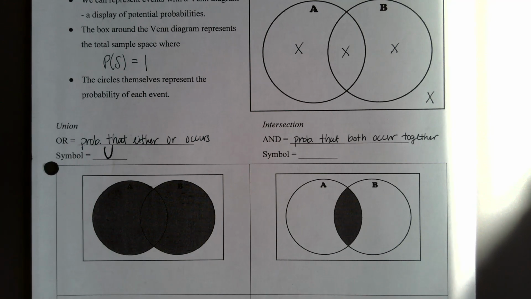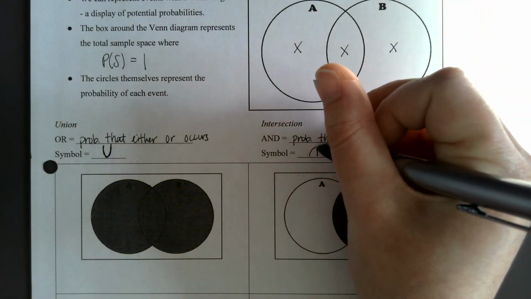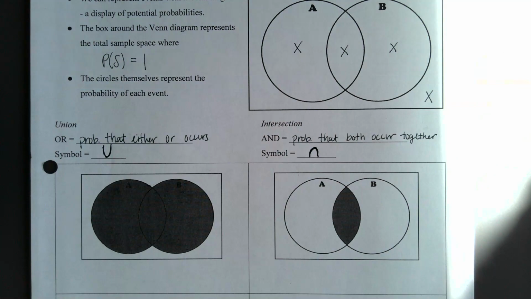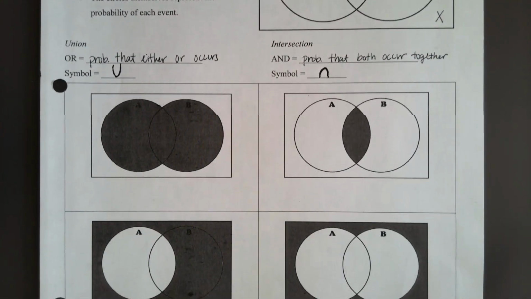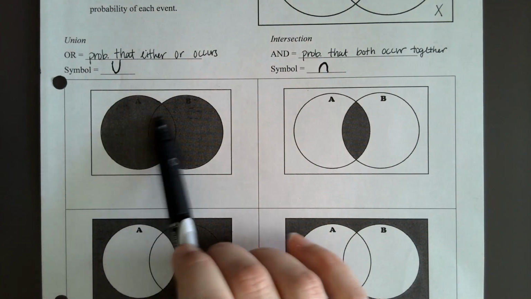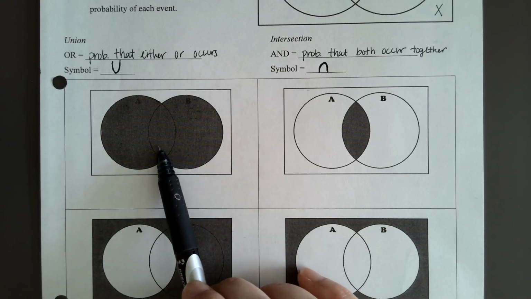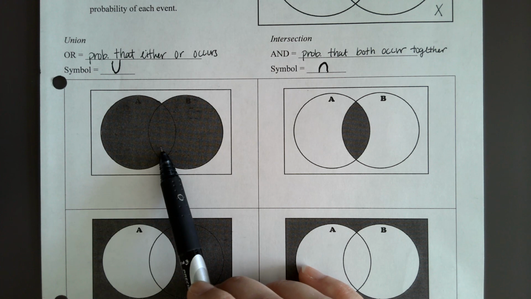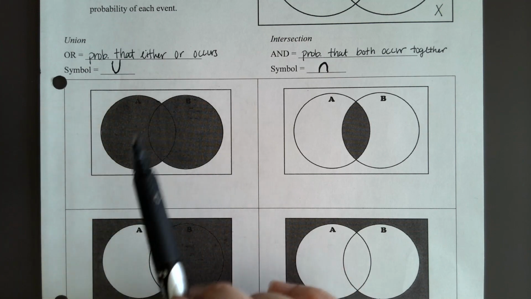Now, think union has a U shape. Our intersection is going to have this N shape, this upside down U shape instead. So intersection would be the probability that both occur. So when we're looking at some of these shaded regions for our Venn diagrams, when we have our shaded region of everything in A plus everything in B plus that intersection, that overlapping, this is the probability that A or B are occurring. So either A is occurring or B is occurring. This is what our union is going to look like.